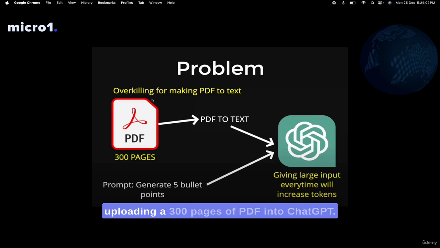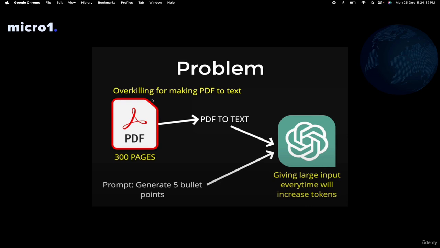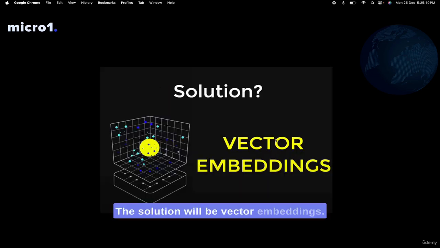When you're uploading a 300 pages PDF into ChatGPT, generally, if there is no vector embedding, it has to convert the PDF into text, and the text will be fed into the GPT LLM. And when we are asking for 5 bullet points from the complete 300 pages, it has to search the complete 300 pages of text, and it has to generate 5 bullet points out of it. That's a very complex problem. The solution will be vector embeddings.